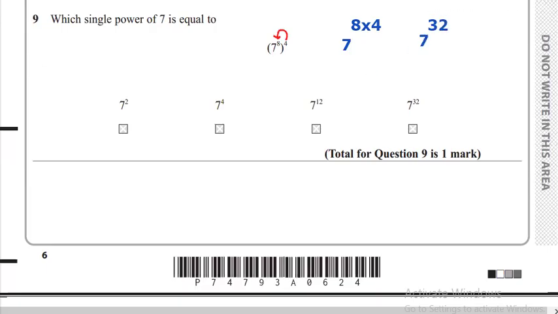So focus on the idea of expanding powers and how to multiply powers by each other. So the right answer is 7 power of 32. Now let's move on to the next question.